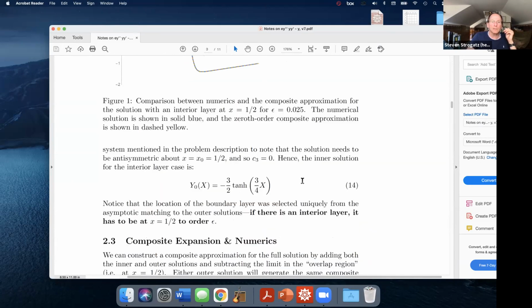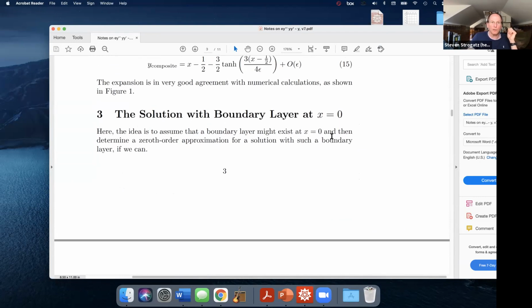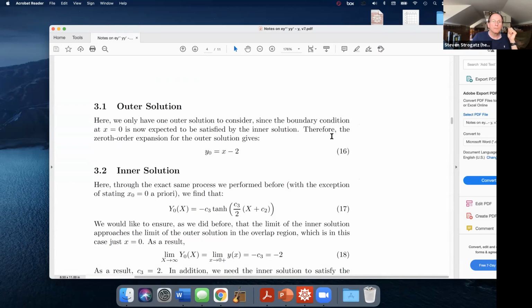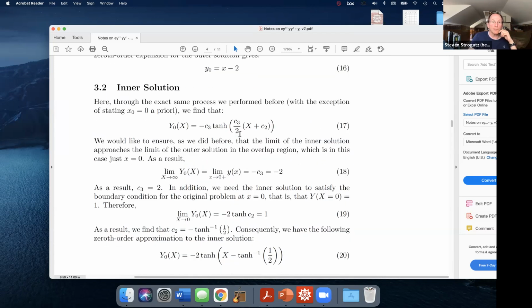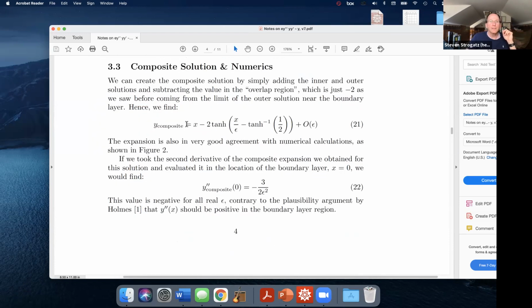So let's see, I'll just zip through here. He actually shows you can set up a solution with a boundary layer at x equals 0. There's nothing wrong with it. You get the outer solution that you would expect, x minus 2. You can solve and again get tanh-like solutions, but he was able to find constants that matched. And he wrote it down, and there it is. And the interesting thing is, I asked him to calculate the second derivative. Holmes had argued that it should be concave up, but Arnaldo computes the second derivative is actually negative at the beginning of the layer. So this whole plausibility argument just doesn't work.